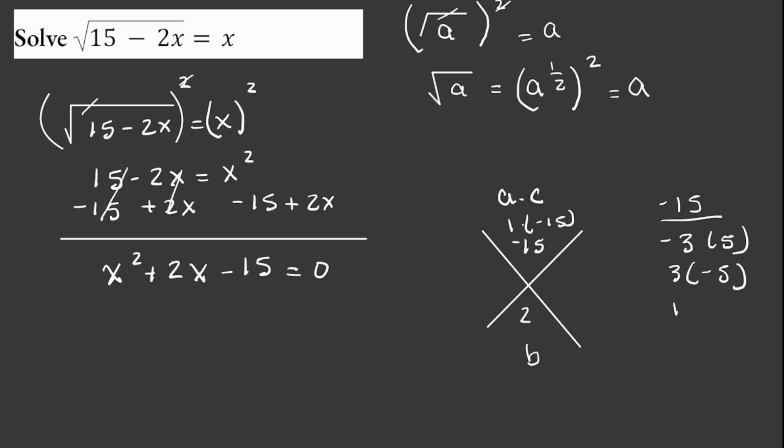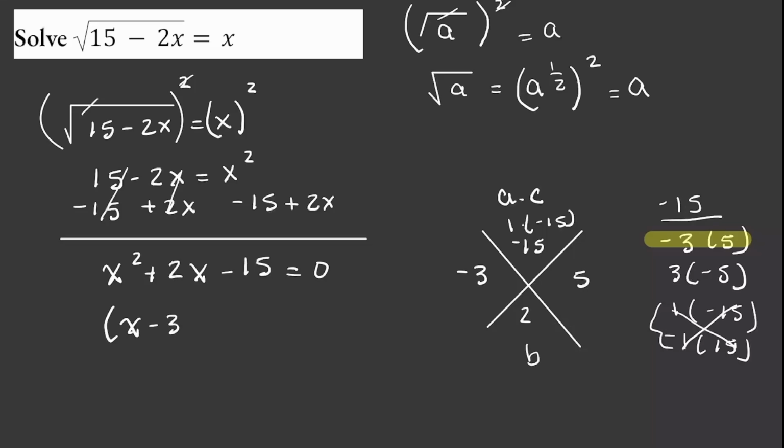We also have 1 and negative 15, and negative 1 and 15. However, these are terms that, when added together, there's no way we can obtain a 2. So these are eliminated from our list. So now here, negative 3 and 5. If I add negative 3 plus 5, I would obtain a positive 2. So my factors here are negative 3 and 5.